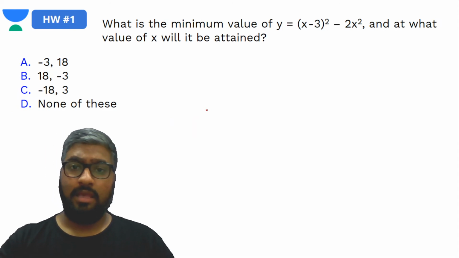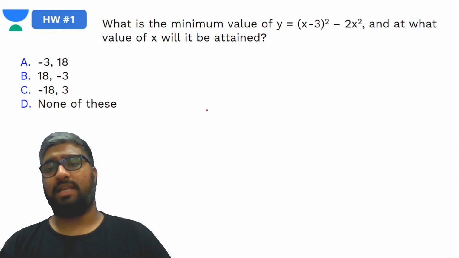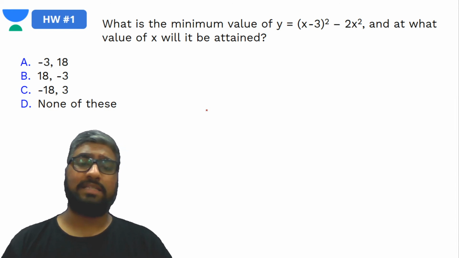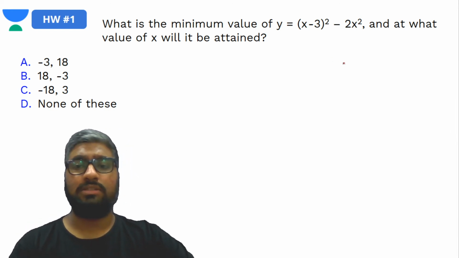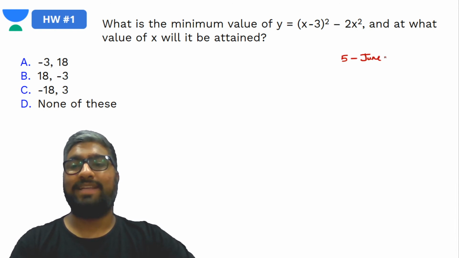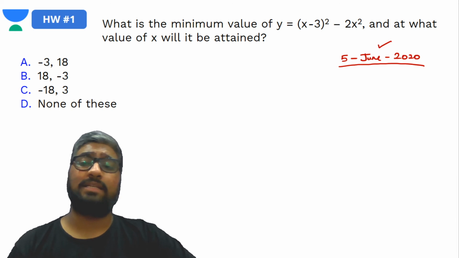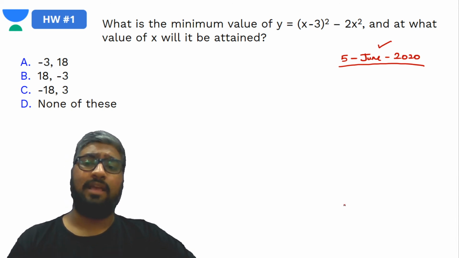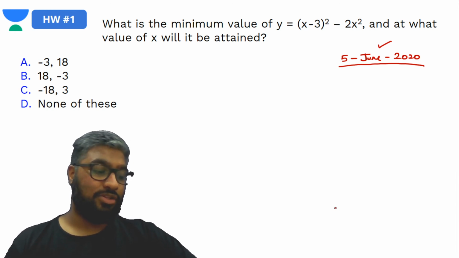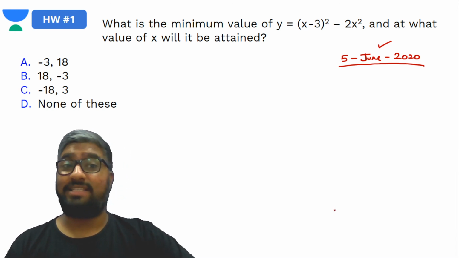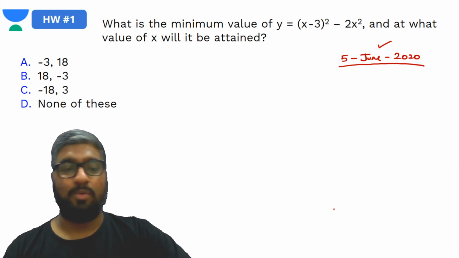This would be your first homework for the day, guys. First homework question for the day. Today is 5th of June, 2020. Go ahead and take this question down. Take a screenshot of this. I would love to discuss the answers with you. Do not send in the answers already. Don't spoil this for others.